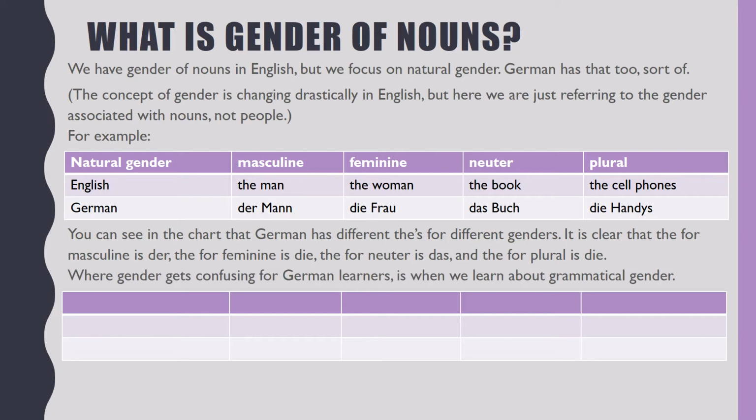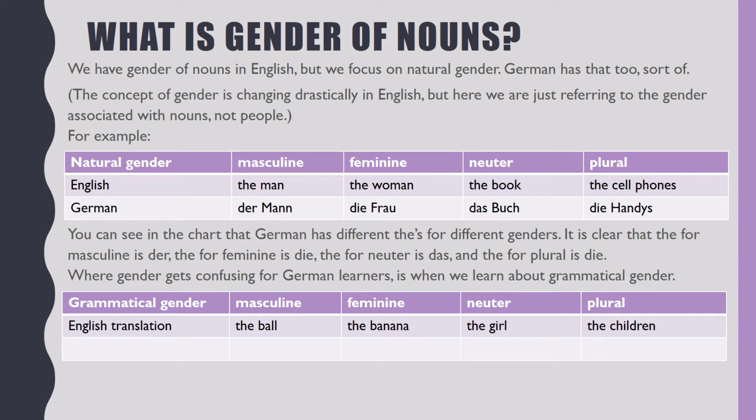Where gender gets confusing for German learners is when we learn about grammatical gender. In grammatical gender, we have the same categories of masculine, feminine, neuter, and plural. This time, I'm going to provide an English translation of the words that go here. This is not the same as above, where I have the English words that belong in these categories. These words here are just the translations of the German words that belong in these categories. The words the ball, the banana, the girl, and the children, in German are der Ball, die Banane, das Mädchen, die Kinder.